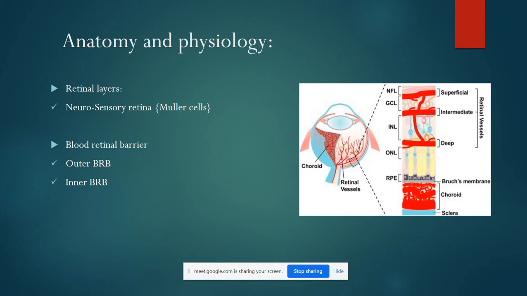retinal layers, and it mostly occurs in the neurosensory retina. How it actually happens is whenever there are blood retinal barrier changes, blood actually starts to inflow into the retina. That's where the edematous changes start occurring. Whenever there is an inflow of blood, it makes the retina swell. So that's how edema is formed.